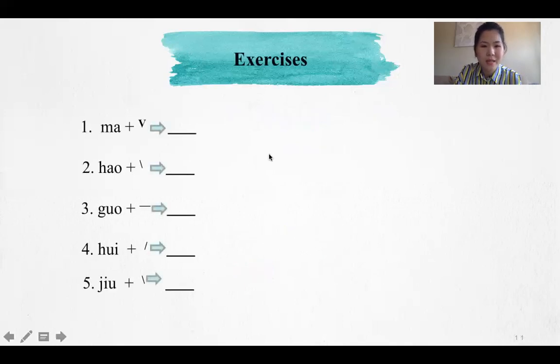Now let's do a little bit of exercise on the marked tone rule. First one, ma with third tone. How do you say it? Mǎ, right? And which one do you mark the tone on? On a, right? Because there's only one vowel. This one, hao with fourth tone. Which one is it? Remember always thinking about a, o, e, i, u, ü. So in front of o, right? This one, guo. Which one do you put it on? Think about it.